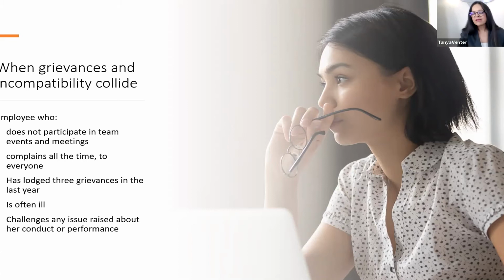Now, this is the kind of case that we often get. We're asked to investigate. There's a complaint against her, or we're called in at Tokiso in terms of one of the grievances or 3 of the grievances to try and attend to this. And the question is, is this an incompatibility issue with the values and the culture of the organization?